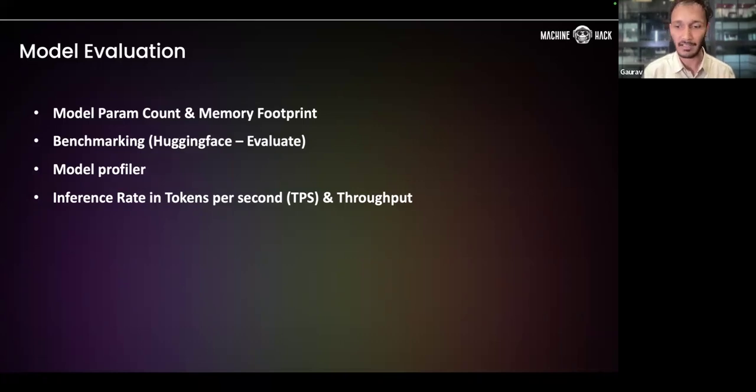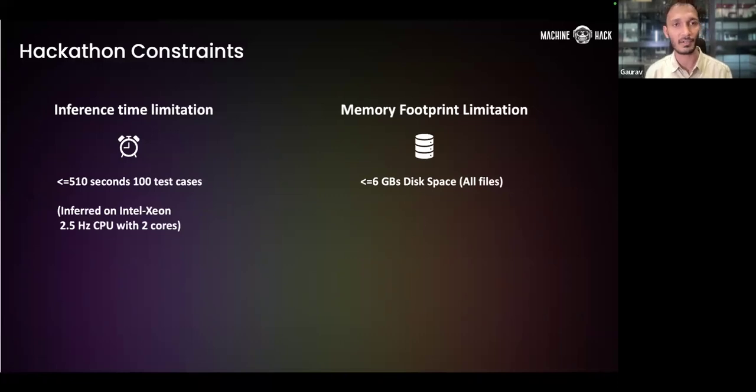For example, in our case, for our hackathon, we have set out these constraints: the model footprint being less than 6 GB, only that will be accepted as an input, while the inference time being less than 8.5 minutes, sorry, which is 510 seconds, for our 100 test cases. These are being inferred on a CPU with 2 cores. So you can simulate a similar environment in your local setup and then check if the submission would meet these constraints.